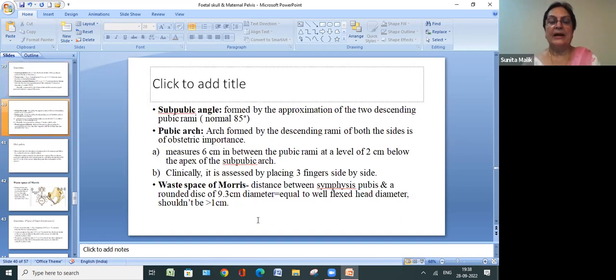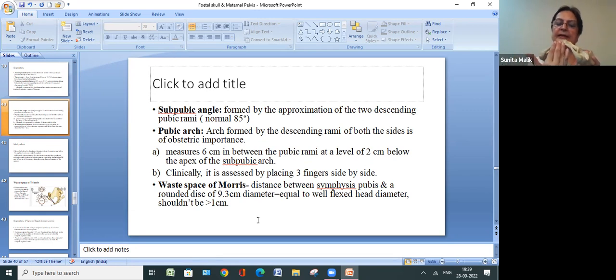Now, the other part of the outlet is the subpubic angle. It's formed by the approximation of the two descending pubic rami, normally around 85 degrees. And this is the arch formed by the descending rami on both sides. This is of obstetric importance. It measures 6 centimeter between the two pubic rami at a level of 2 centimeter below the apex of the arch. So at this level, just 2 centimeter below the symphysis pubis, it's around 6 centimeters.